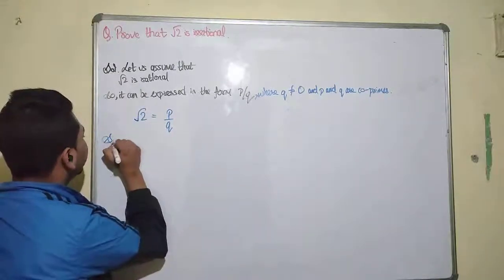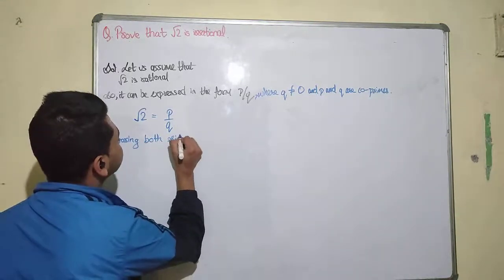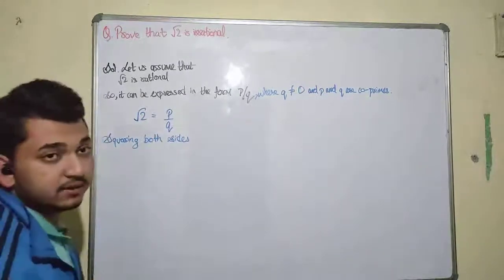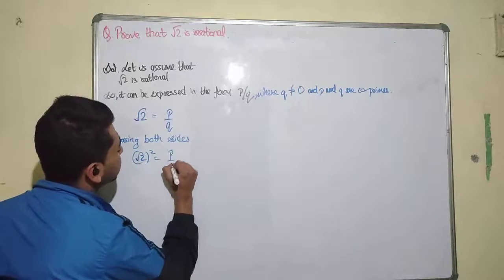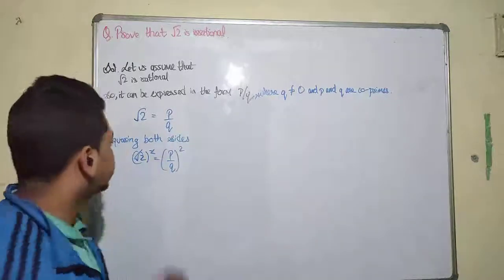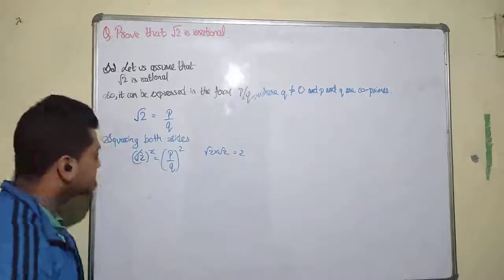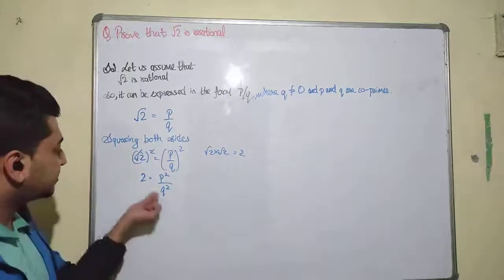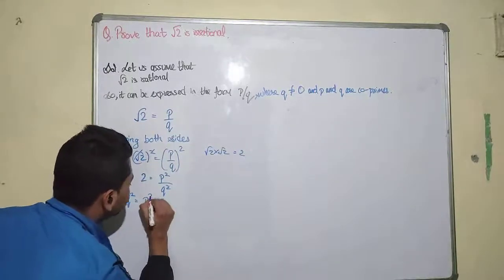So now squaring both sides, you have to write this. Okay, we have to write these statements also, while solving this one. Okay, so root 2 whole squared is equal to p by q whole squared. So now the square and root cancel off. Or you can say root 2 into root 2 is equal to 2, right? We know this one. So 2 is equal to p squared by q squared. So we'll transpose this q here and we'll bring this 2 out here, okay? So q squared is equal to p squared by 2.